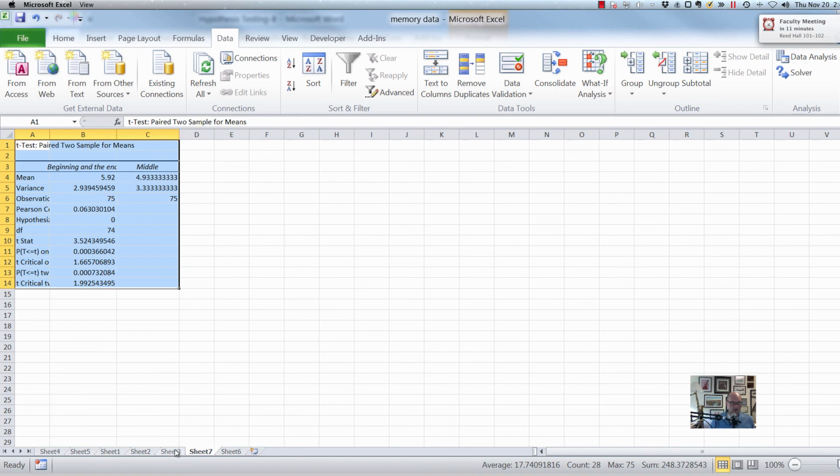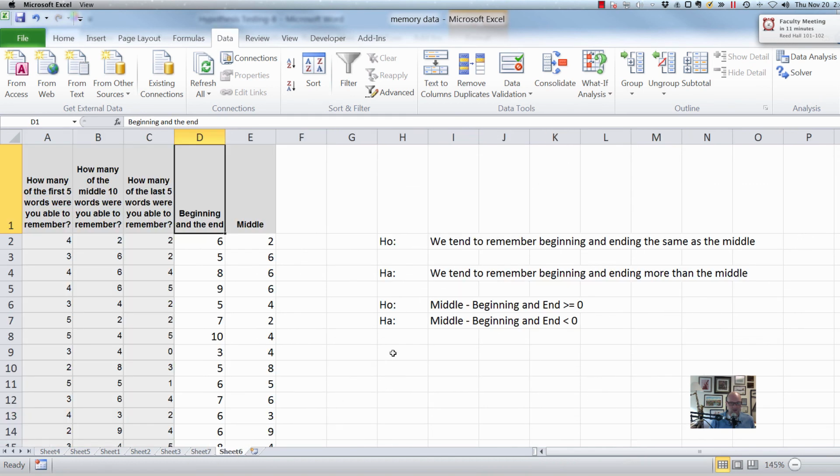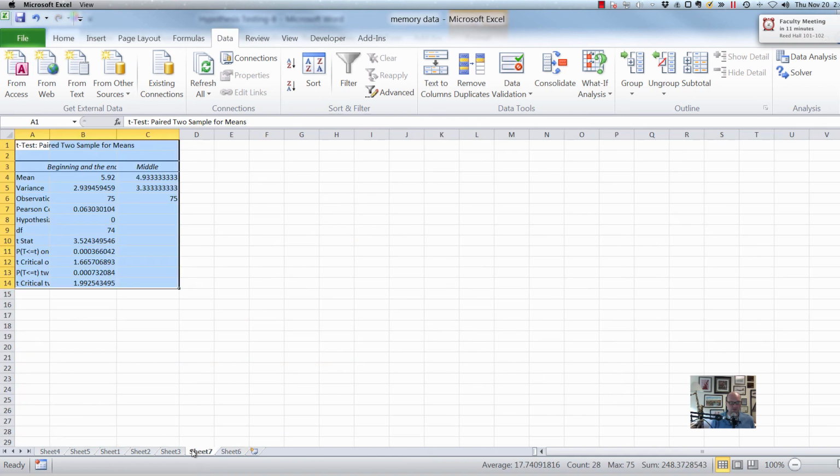By the way, is this a one-tail or two-tail test? Let's go back here. It's actually a one-tail test, right? Because we really think the beginning and end are more than the middle. First of all, let's see if that's right. I got the beginning and end is 5.92, which is more than the middle, which is only 4.9. So we want to see, are those two things really significantly different from one another? Is 5.92 really different from 4.93?